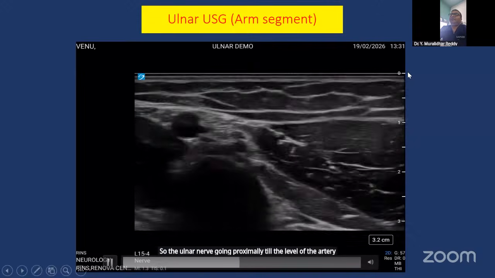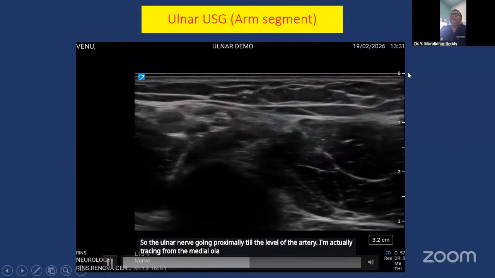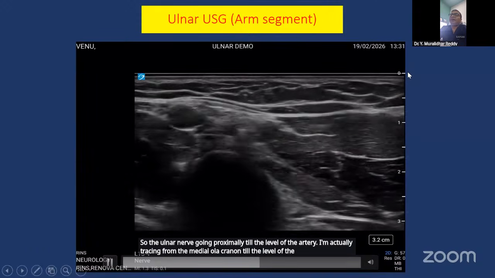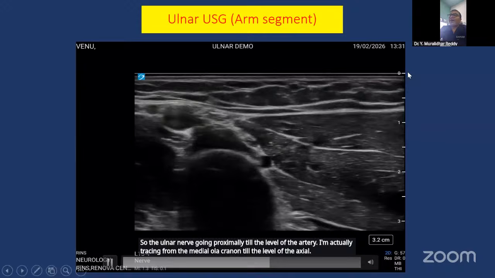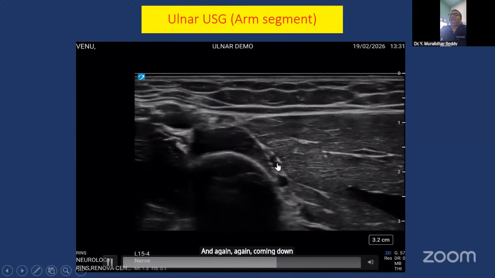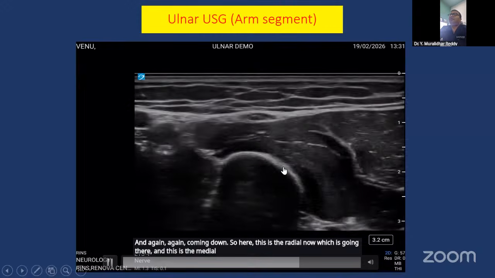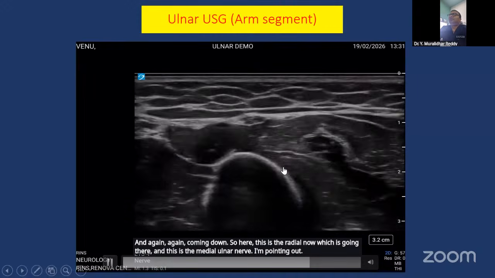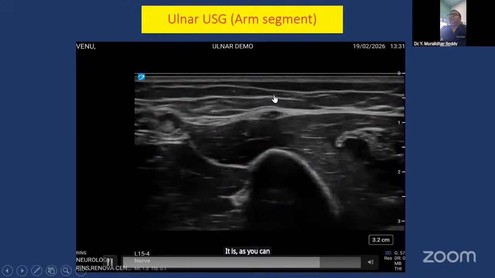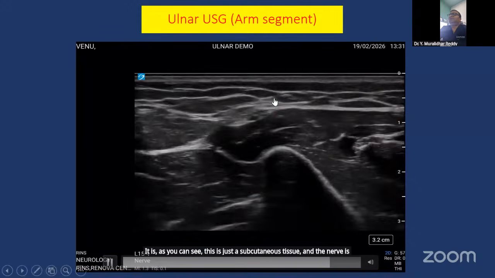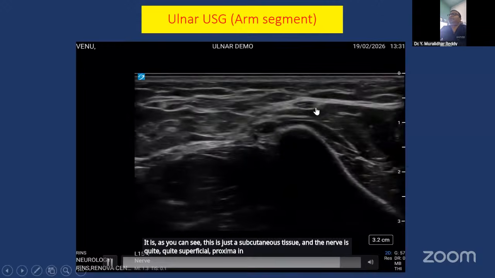I'm actually tracing from the medial olecranon till the level of the axilla, and I'm again coming down. So here, this is the radial nerve which is going there, and this is the medial ulnar nerve I'm pointing out. As you can see, this is just the subcutaneous tissue, and the nerve is quite superficial proximal in the arm segment.